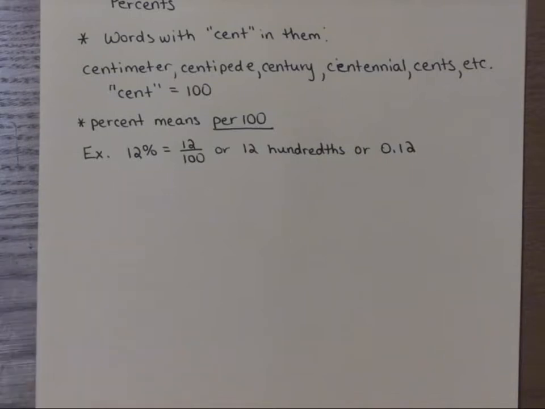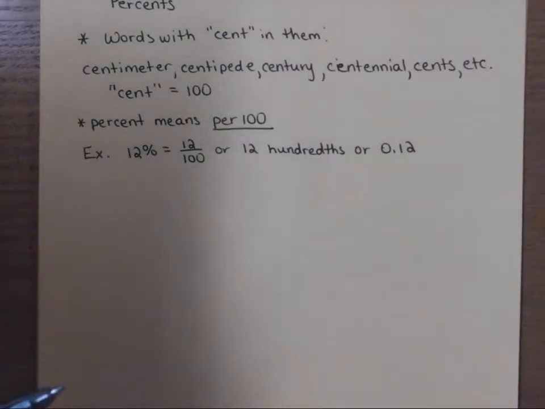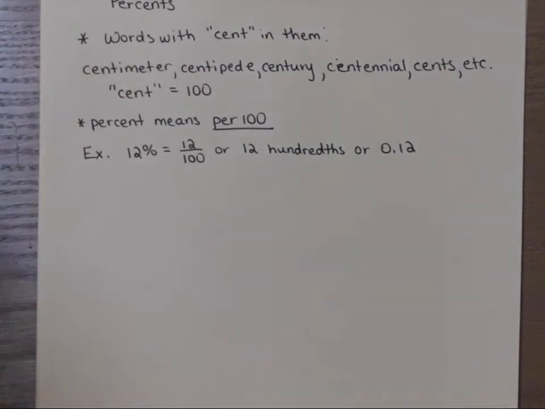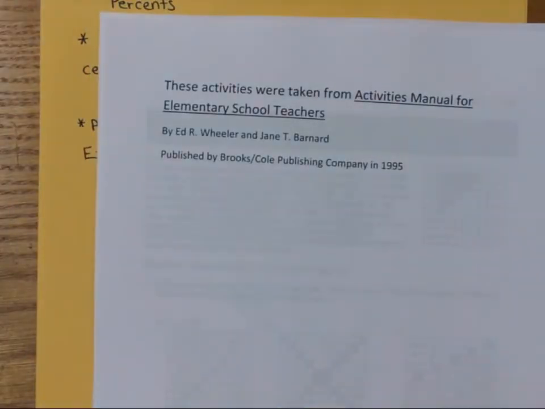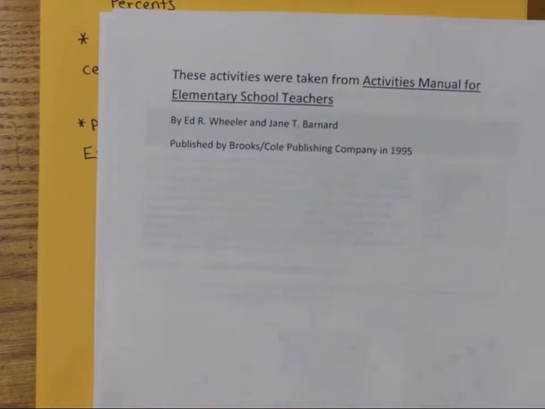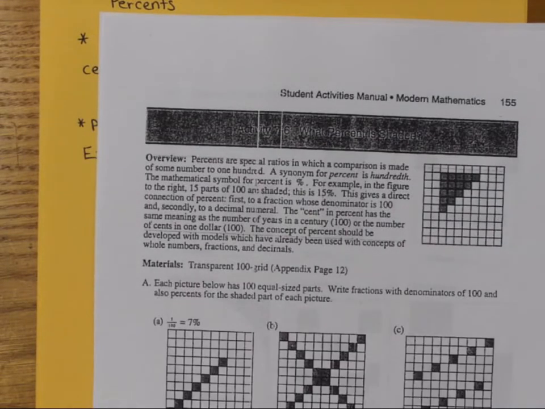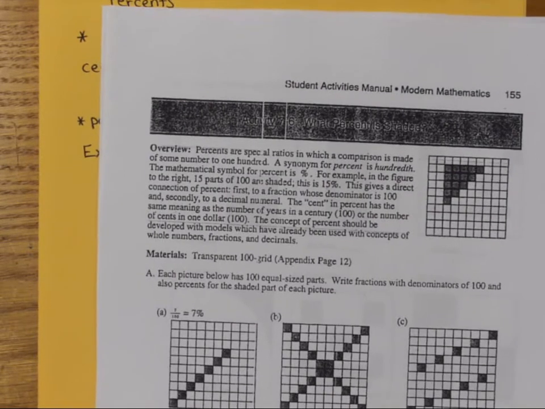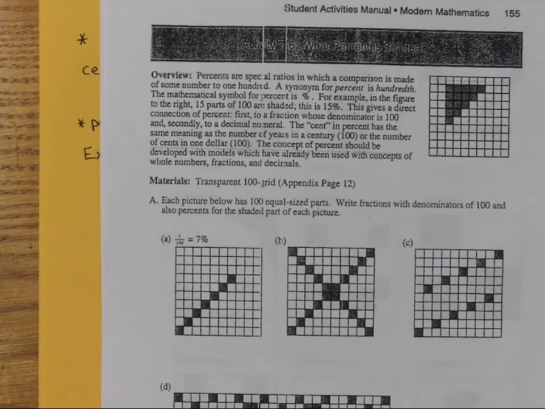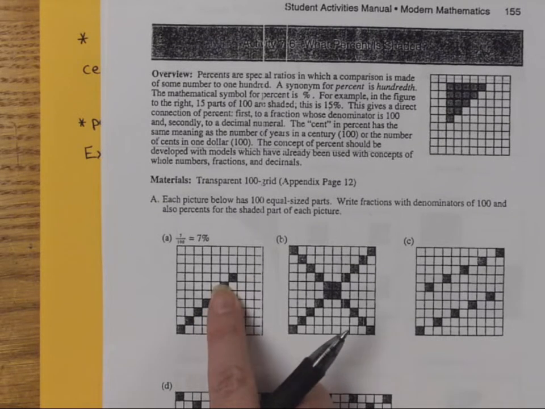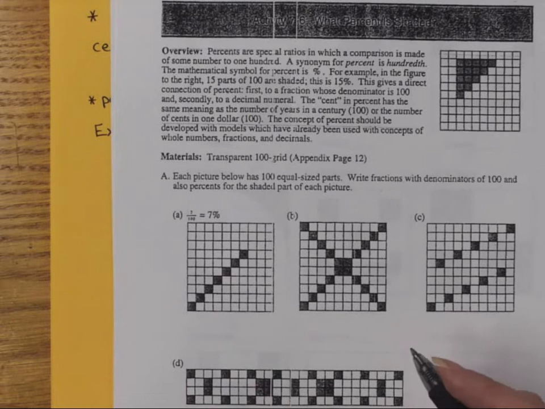All right, so I want you to get out the packet under the worksheets to print that looks like this. It's a multi-page document. I want to look at some of these and see if we can figure these out. Notice this is called a 100 grid because literally it is 100 blocks in a grid. It's really easy to discover why this is 7%, right? It's 7 out of 100.